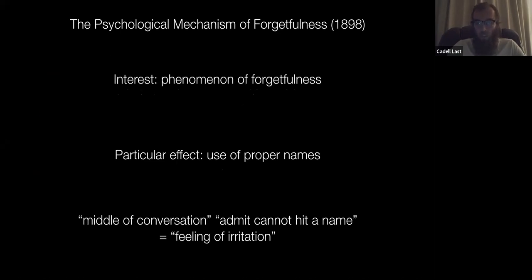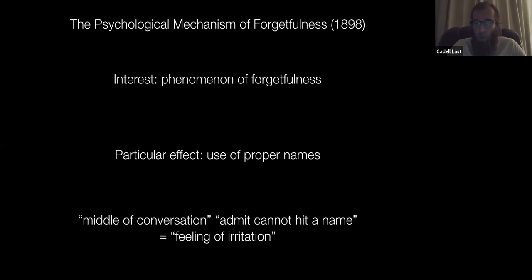we're discussing the first paper called The Psychological Mechanism of Forgetfulness. Published in 1898. This paper is basically exclusively focused and interested in the phenomenon of forgetfulness. So you see here that Freud is often interested in the opposite of knowledge. He's interested in forgetting, in the absence of knowledge, or the failure of knowledge, or the inability to recall knowledge. And that obviously separates him from typical scientific and even philosophical pursuits in terms of focusing on an absence, focusing on a certain negativity.